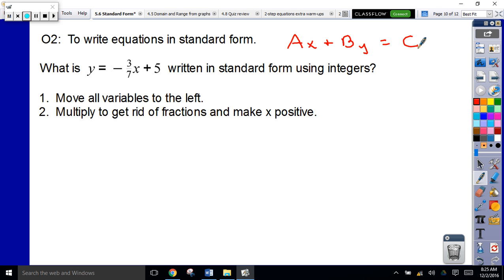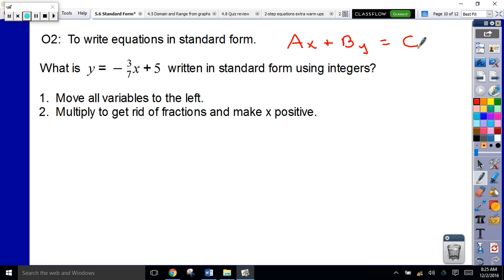And then we don't want to have any fractions in standard form. Standard form should always be fraction-free. So we might need to multiply to get rid of fractions. We also need to make sure that this letter a, the coefficient in front of x, is positive. So we may have to multiply by -1 to make that positive.